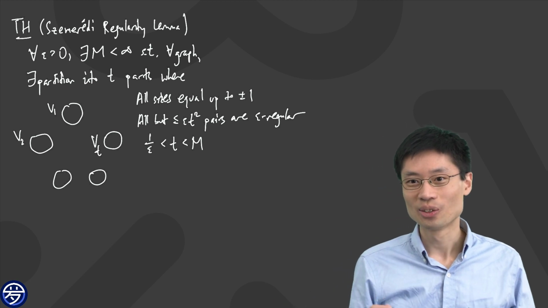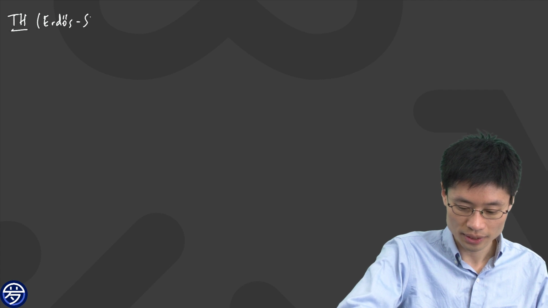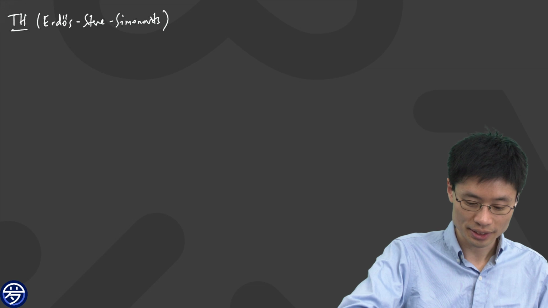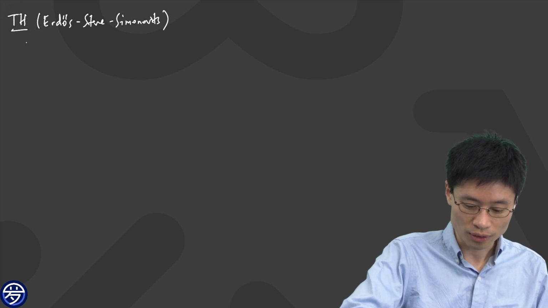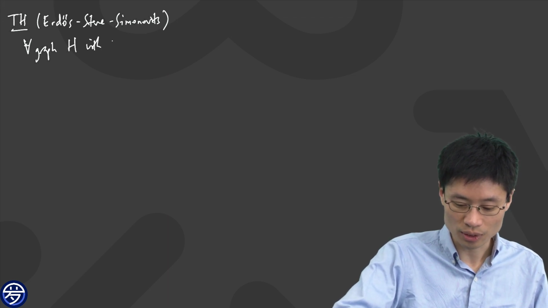Let's continue on with the statement that I want to start to prove. The statement is called the Erdős-Stone-Simonovits theorem. So this is Erdős, Stone, Simonovits. And we'll use this notation of ex. So I'll say for any graph H, it's really only useful if I say with chromatic number at least 3.